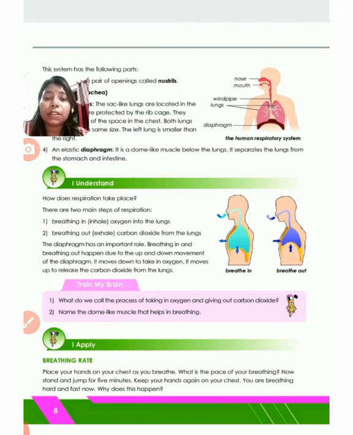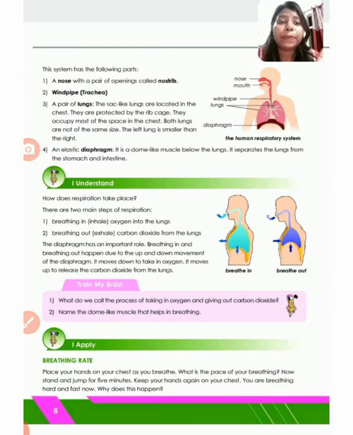See here, I'll move my picture a little above. This system has the following parts. What are the organs which are involved in this system? See here, the nose with the pair called nostrils. What is a nostril? Can you see these openings? These openings are called your nostrils. The next is your windpipe. Windpipe we also call the trachea.